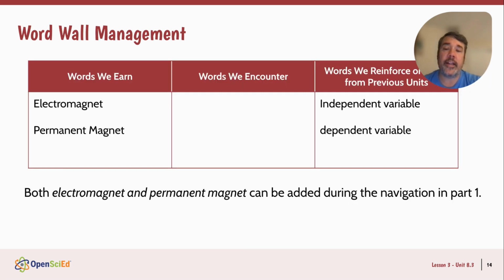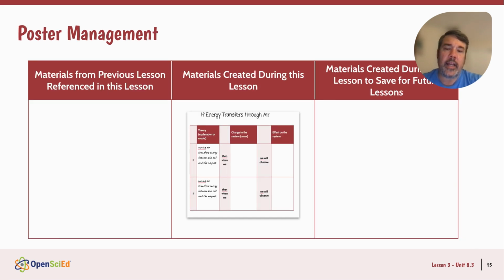Okay, so here's where we actually name that the coil is an electromagnet, and we add that to our word wall, and we also identify the magnet as a permanent magnet and add that to the word wall. And that's going to be during the navigation in part 1. When we are designing our investigation, we are going to use words like independent and dependent variable, and those are a callback from previous units. We are going to create a poster for this as we're planning our investigation. We're thinking about all the different outcomes, and we're writing this through the lens of cause and effect. And students have a similar handout that they're going to use when they're working through that investigation.